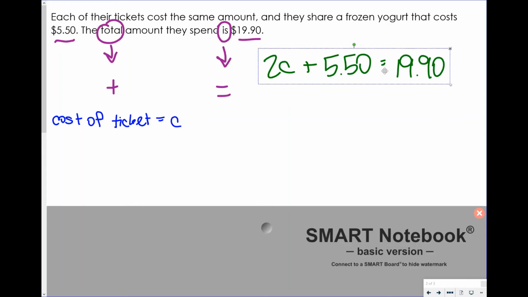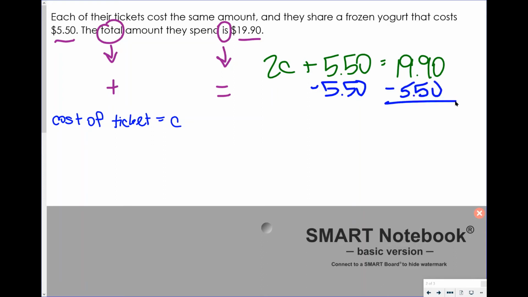Okay. So what do I need to do to get 2C or to get C by itself? Well, I got to subtract. So what do I need to subtract? 5.50 or 19.90? Well, I guess that I have to subtract 5.50. Am I correct? So you're going to subtract 5.50 on both sides.